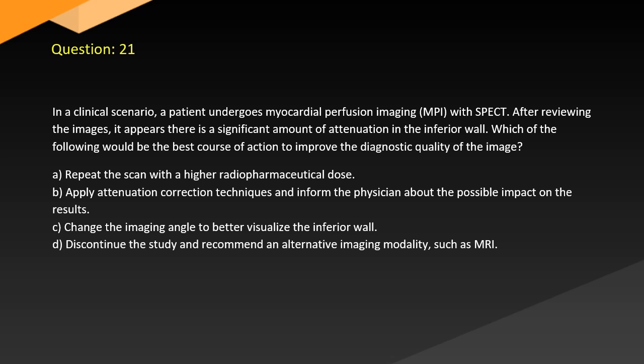A. Repeat the scan with a higher radiopharmaceutical dose. B. Apply attenuation correction techniques and inform the physician about the possible impact on the results. C. Change the imaging angle to better visualize the inferior wall. D. Discontinue the study and recommend an alternative imaging modality such as MRI.